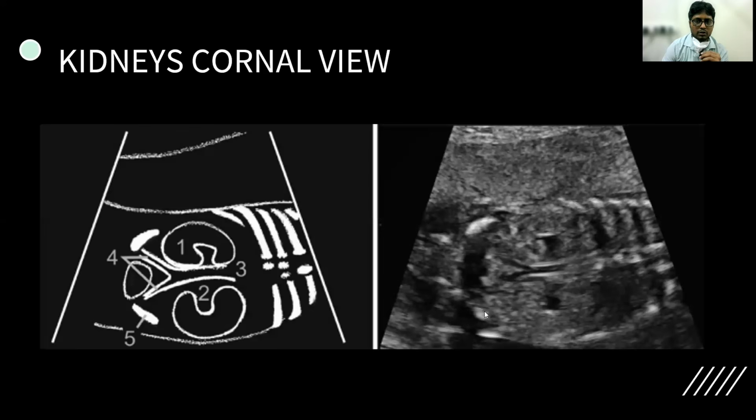We should also show an image of the kidneys in the coronal plane. So you can see here, there are the two kidneys, one on this side and the other one on this side. And you can see there is a mildly prominent renal pelvis.